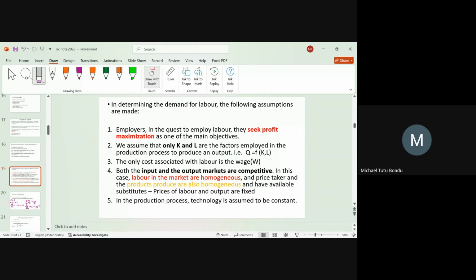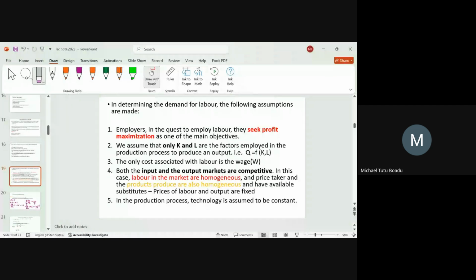So if there is competition in both markets, then it means that the labor market is homogeneous, which means all labor in that market have the same characteristics, the same quality, the same ability or intensity. No labor is better than the other. That's what we mean by a homogeneous labor market. And the product market is also homogeneous. It means the firms produce similar goods.